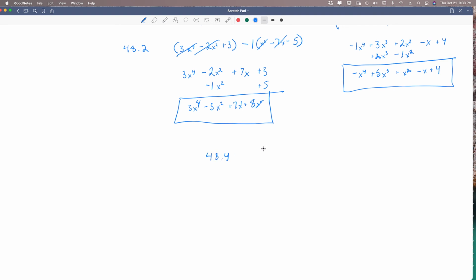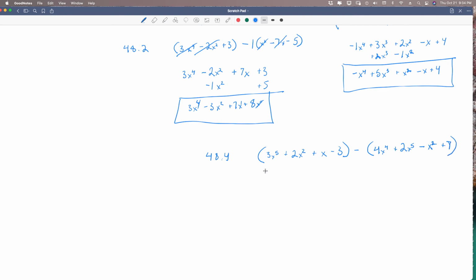All right, and we have 3x to the 5th plus 2x squared plus x minus 3, minus 4x to the 4th plus 2x to the 5th minus x squared plus 7. All right, that's a nice long one right there.